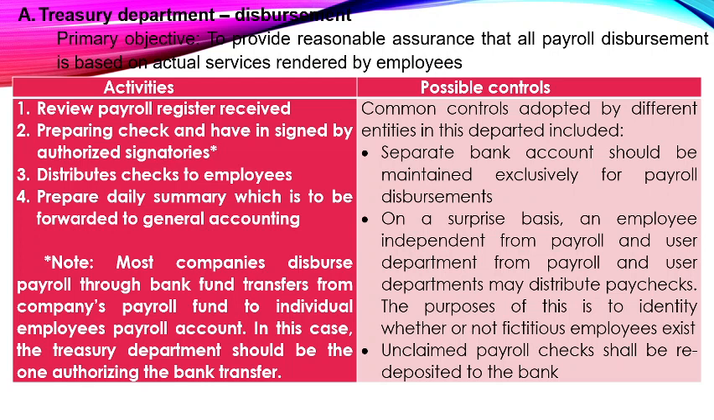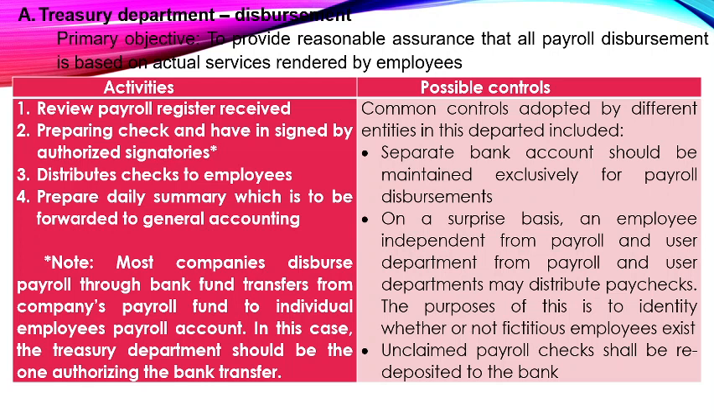You have to note down, most companies disburse payroll through banks. Funds are transferred from the company's payroll fund to individual employees' payroll accounts. In this case, the Treasury Department should be the one authorizing the bank transfer. So, that is important. Then, the possible controls: separate bank accounts should be maintained exclusively for payroll disbursement. So, there is a separate account.